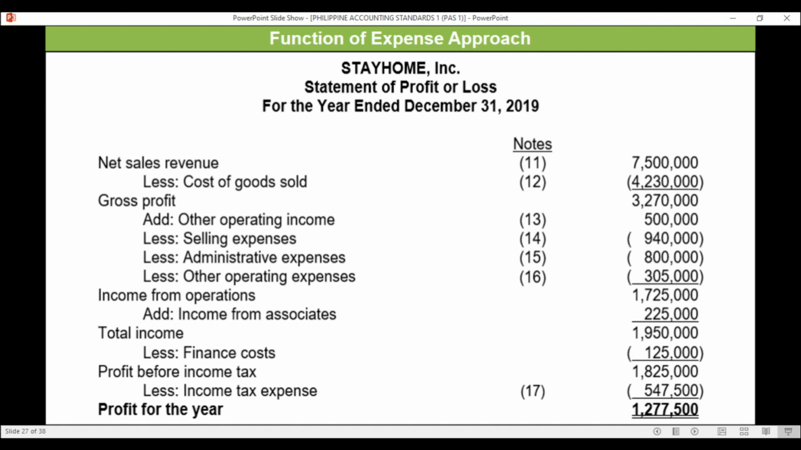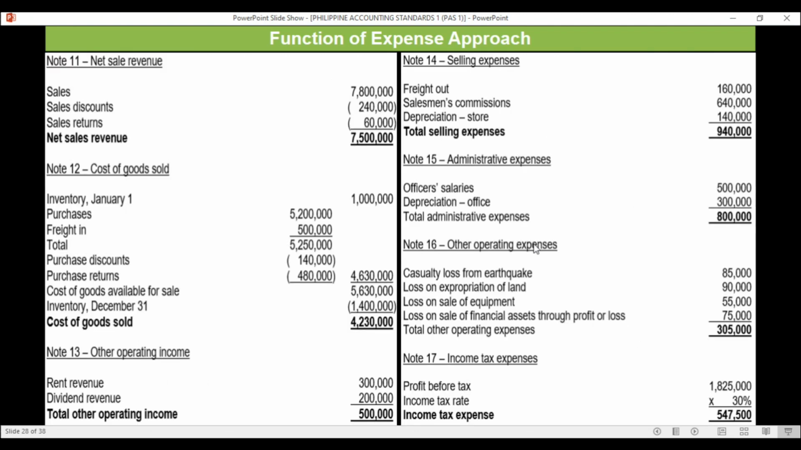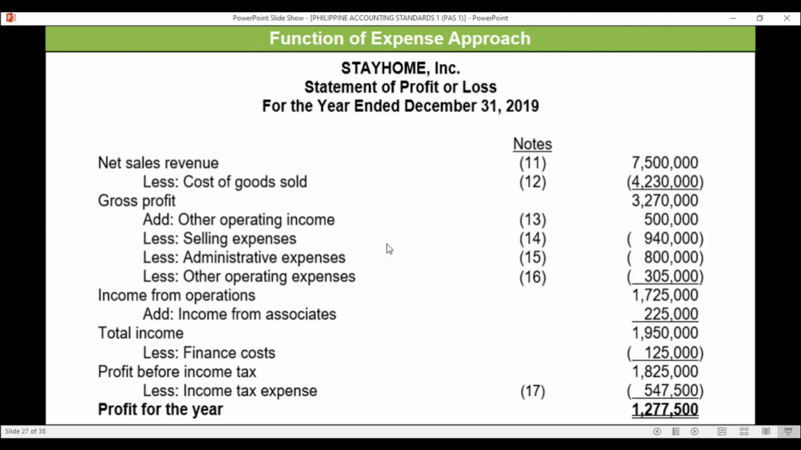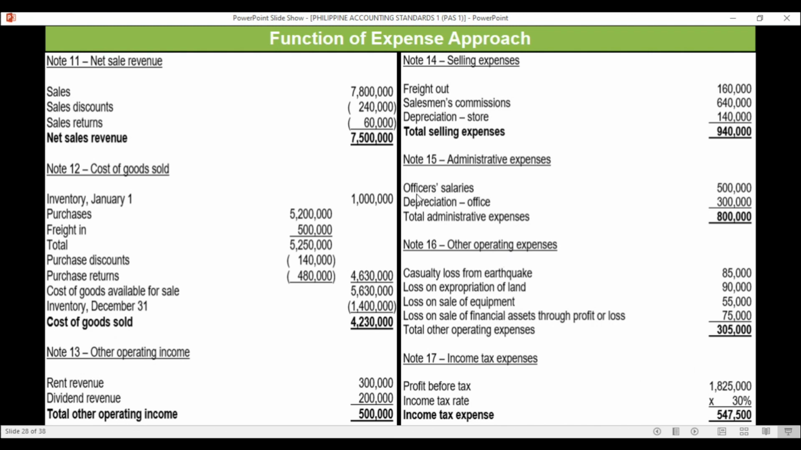So for the presentation of the financial statement, you can see there the presence of cost of goods sold. Then other operating income, selling expenses, administrative expenses, and other operating expenses. It's really showing the function of expense. So for example, selling expenses, we can see in the notes, note 14, that we have freight out, sales commission, and store depreciation. Then for the administrative expenses, note 15, we have the officer salaries and depreciation of the office.